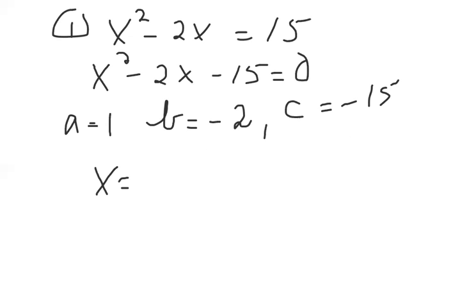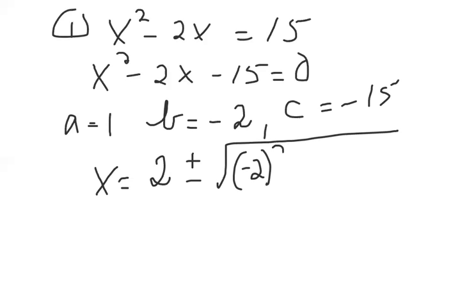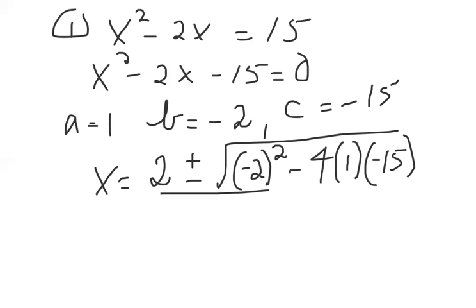B is a negative, so when you do its opposite, it becomes a positive. Plus or minus the square root of B squared. Because the B value is a negative, I'm going to enclose it inside a set of parentheses because I need to square a negative. Minus 4 times the value of A, which is 1, times the value of C, which is negative 15. And all of this gets divided by 2 times the value of A.